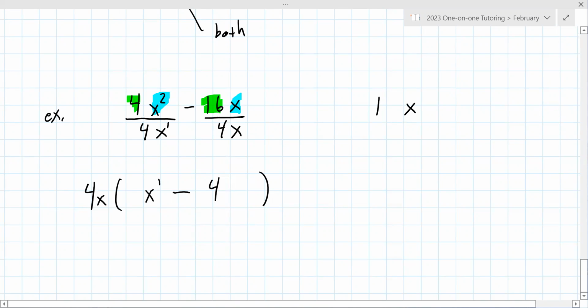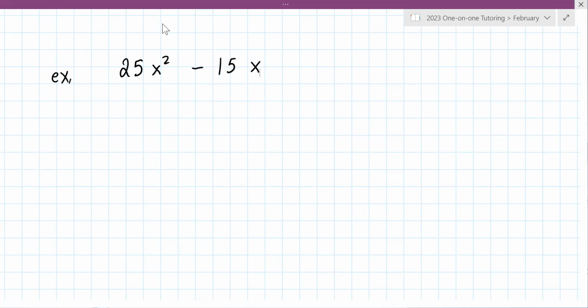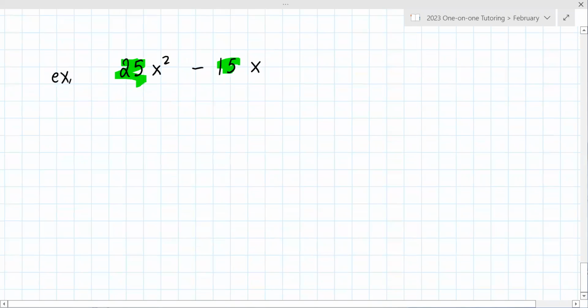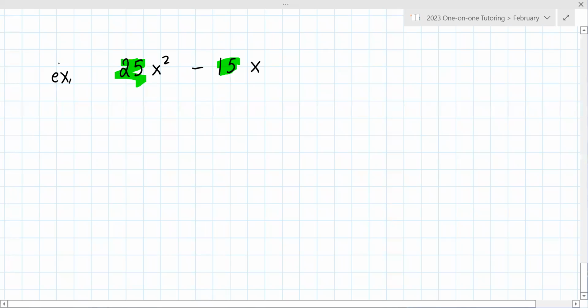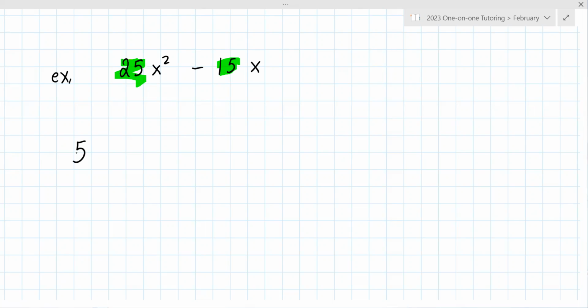Okay. All right, let's try another one here. Let's say it's 25x squared minus 15x. So again, just focus on the numbers. What's the GCF between, what's the largest number that goes into both 25 and 15? 5. So we're gonna put a 5 on the outside. Between x squared and x, what is the smallest power or the lowest exponent? X to the 1.